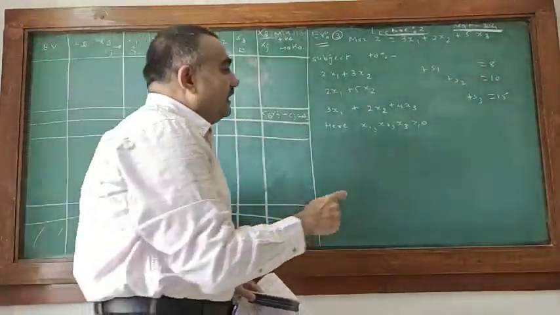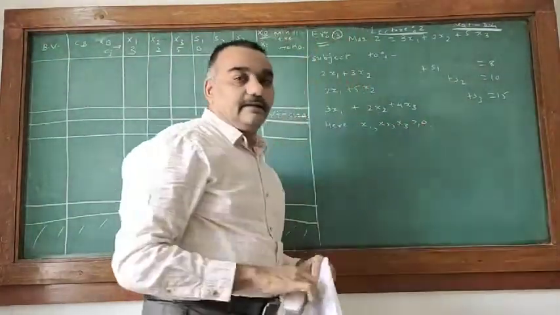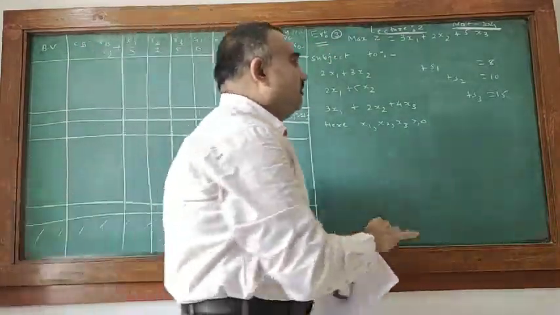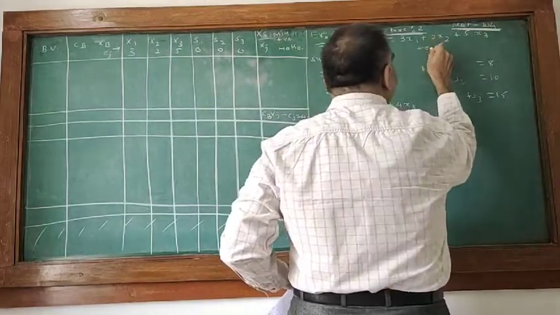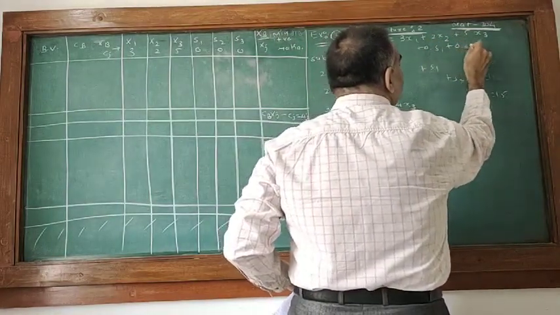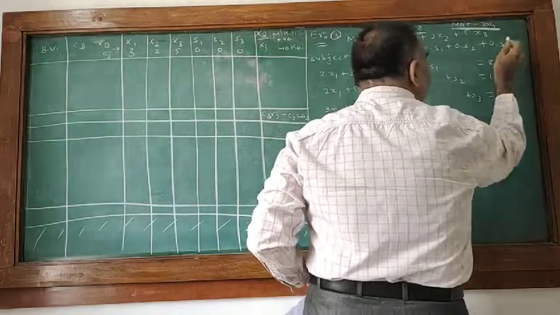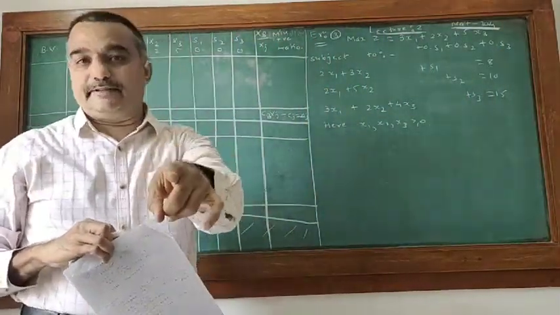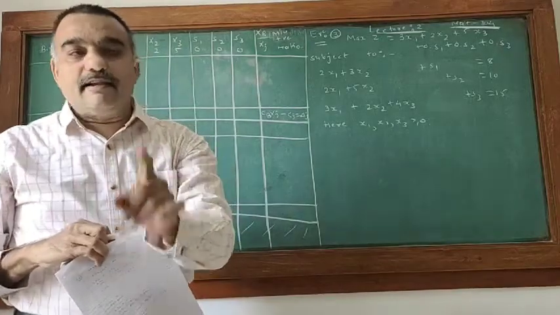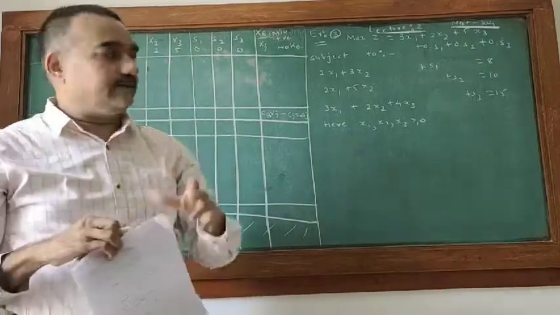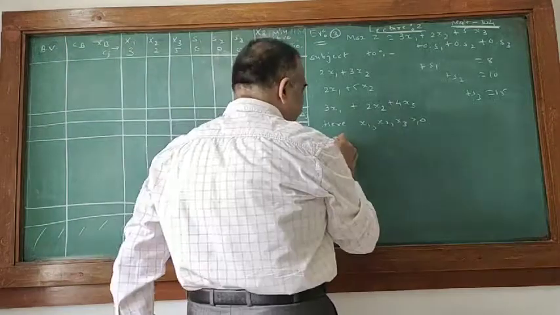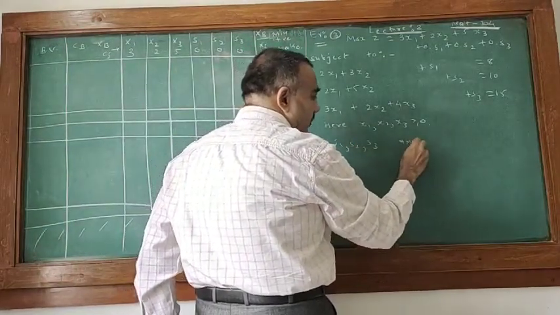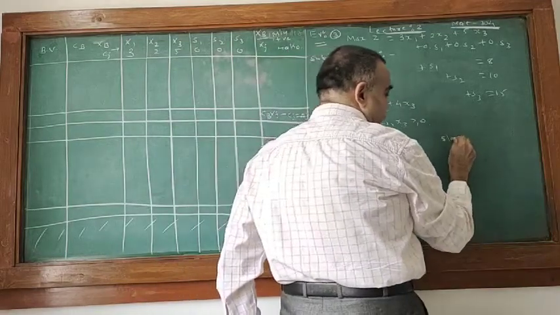So s1, s2, s3 are not in the objective function z. If they are there, it means there will be 0 s1, 0 s2, 0 s3. Means they are there with zero cost coefficients. And s1, s2, s3 are slack variables.